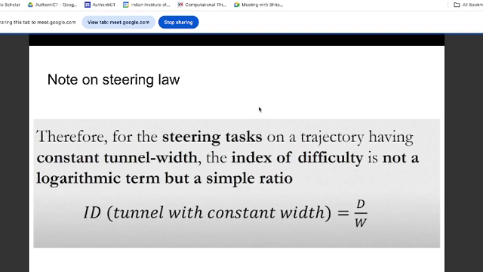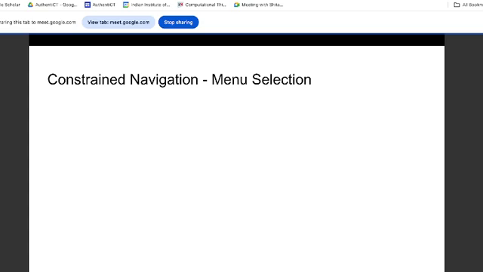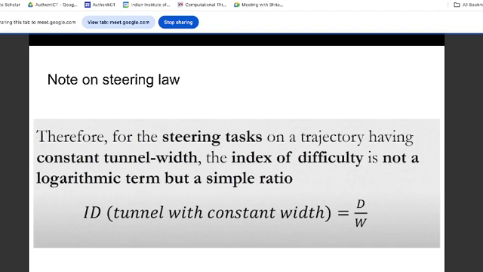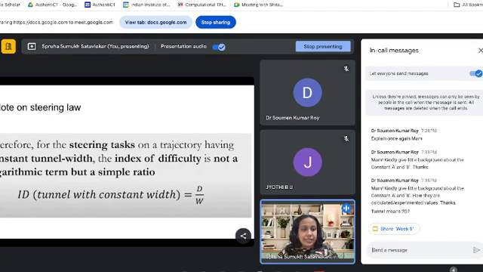Okay, so that is one of the constrained actions, tracing or drawing something, a boundary action. So this is the steering law that gave us the difficulty and the movement time for drawing the boundary of something. Next is constrained navigation menu selection. I think if I have confused you, you can unmute and speak.